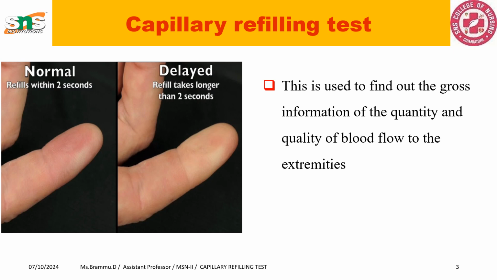So this test is primarily assessing the gross information of the quantity as well as the quality of blood flow. So what is the percentage, and whether the extremities are perfused with O2. So this we call the capillary refilling test.